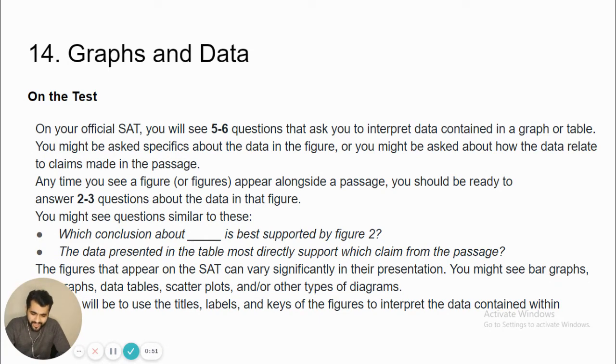The figures that appear on the SAT can vary significantly in their presentation. You might see bar graphs, some other types of graphs, data tables, scatter plots, or any other types of diagrams. But rest assured, there are only a certain set of types of graphs that appear. So once you've covered all of them, you won't be surprised on test day, right? You will have to use the titles, labels, and keys of the figures to interpret the data within that graph.